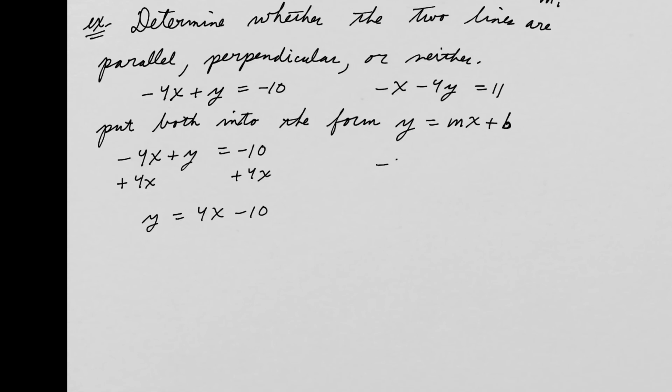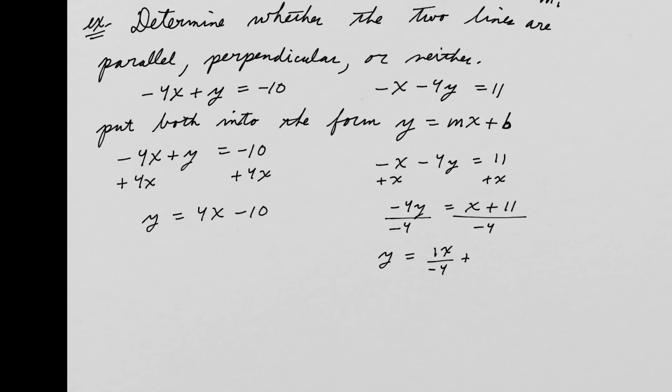In the second case, I'd have to add x to both sides to start, right? So I have negative 4y is equal to x plus 11. Then I would need to divide by negative 4. So I'm going to get y is equal to, I can write this as 1x over negative 4 plus 11 over negative 4, right?